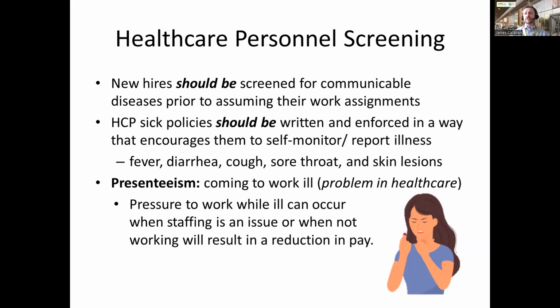Healthcare workers should be screened for communicable diseases like tuberculosis prior to assuming their work assignments. Sick policies should be written in a way that encourages staff to self-monitor and self-report illnesses that represent communicable diseases and minimize the impact of presenteeism.